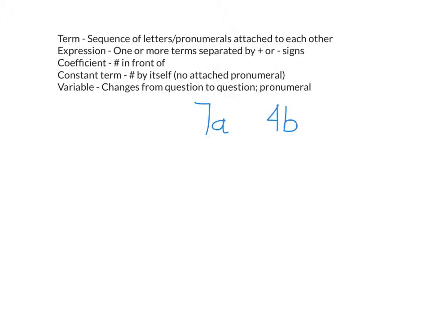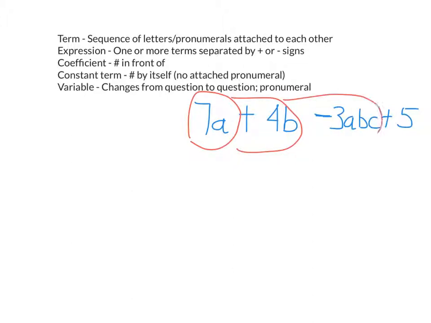So I could have something like minus 3ABC. That is one term. Now I also want you to know that numbers by themselves are terms. Something like 5 is a term. So I've just written 4 terms. Now, to make an expression, I need to have plus and minus signs between them. So I already had a minus sign here. By putting the pluses and minuses in, I've turned this into an expression that has 1, 2, 3, 4 terms. There are 4 terms in this expression.